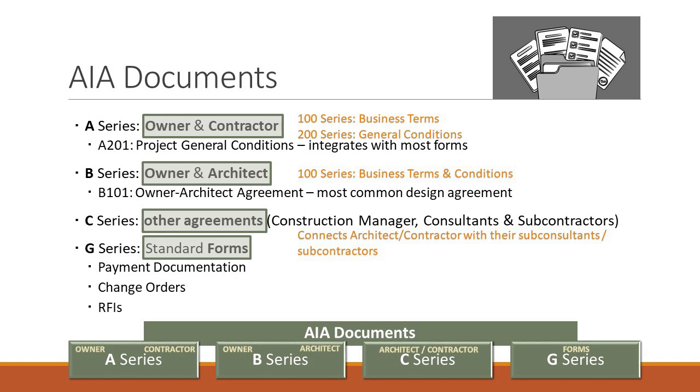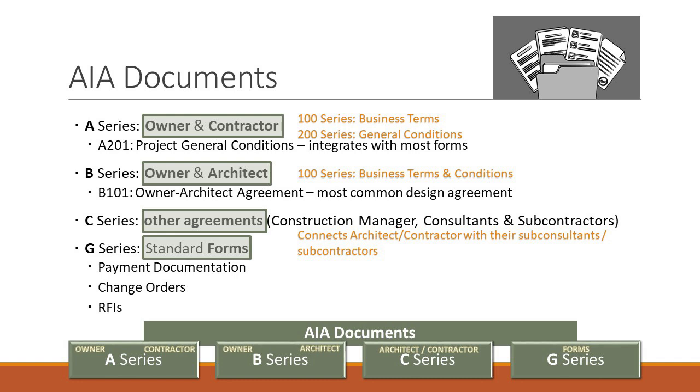So under the A series, those are all contract documents that relate to the owner and the contractor. And there's a whole bunch of them. And they're all different, these project delivery methods and everything else that we're going to talk about. There's a form for basically every single one. So as I have here as the example, the A201, and that's the general conditions. And in fact, the A201 integrates with almost all of these A series. So when you think owner-contractor, in your head think A series.